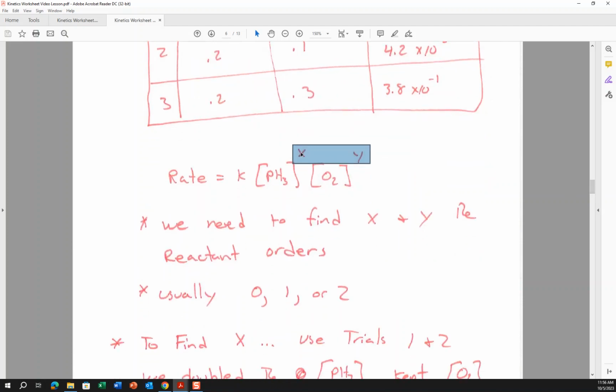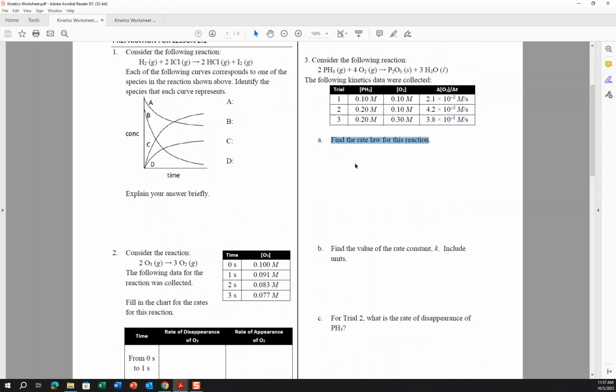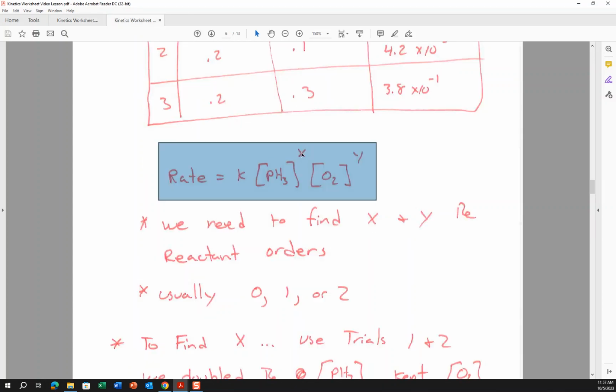Once we figure out what X is and what Y is, all we have to do is put those numbers there and write the rest of it. As soon as I figure out that number and that number, that's what we're looking for in part A: find the rate law for this reaction. All we have to do is figure out what X and Y are and write that down. That would be the rate law.